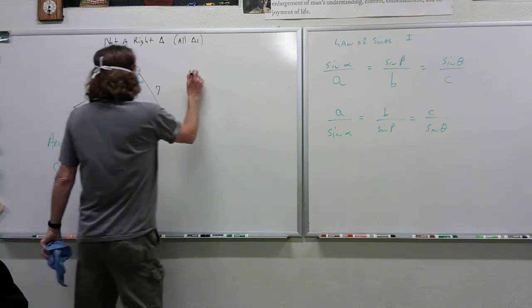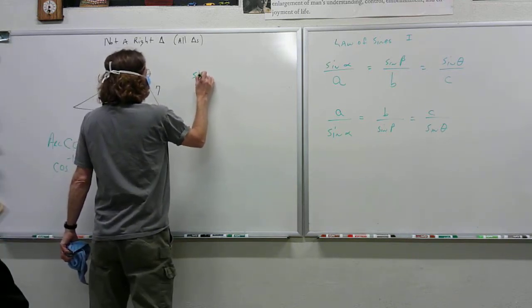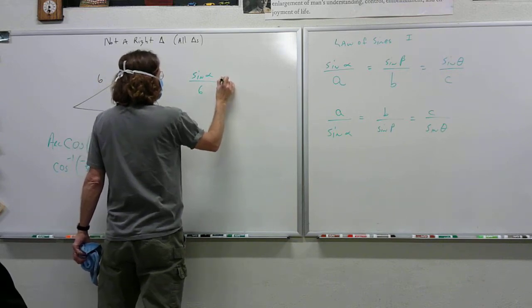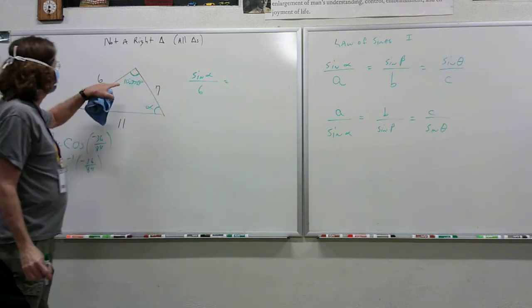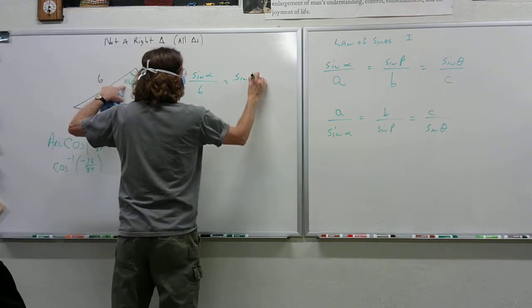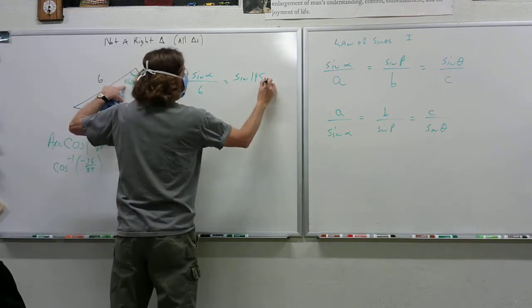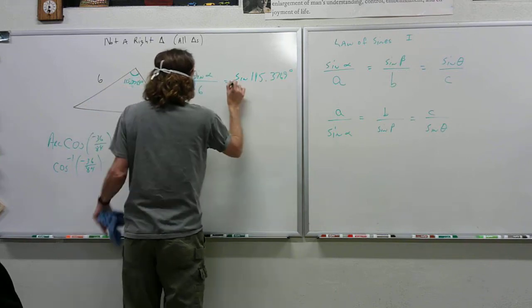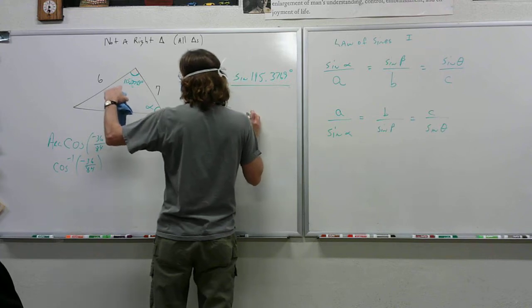So I'm going to do sine alpha over 6 is equal to the sine of 115 over 11. Now you realize if you don't get that one right, you're in trouble.